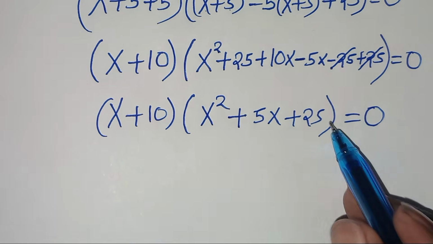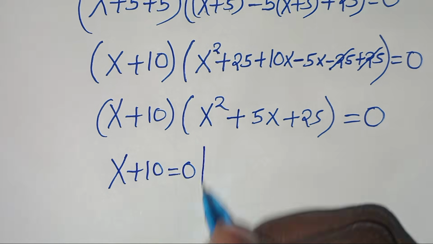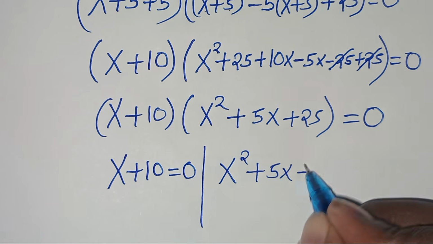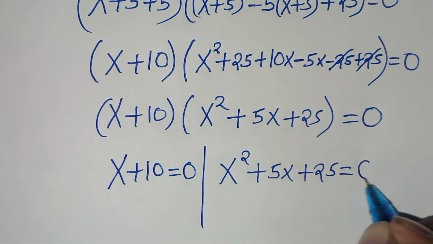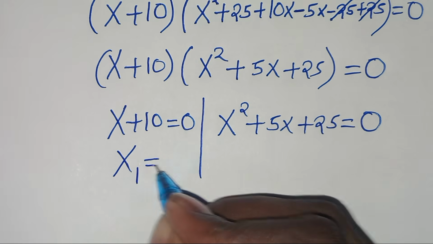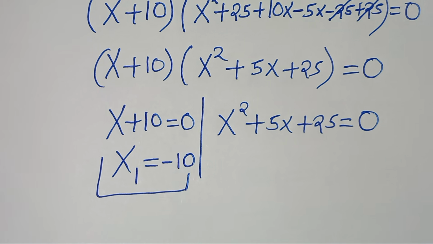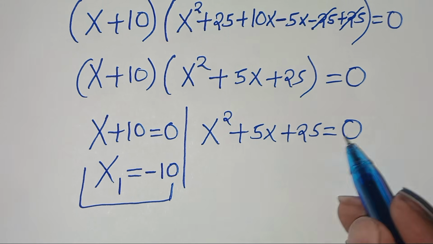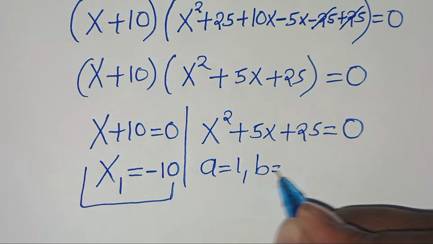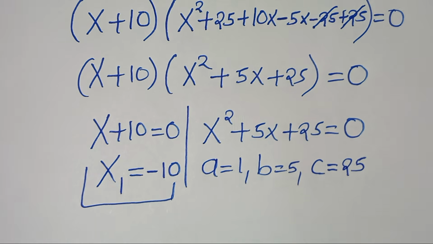We have got two parts here. That is x + 10 equal to 0, then x^2 + 5x + 25 equal to 0. From the first part, we have x1 is equal to negative 10. The second part is a quadratic equation where a is equal to 1, b is equal to 5, and c is equal to 25.